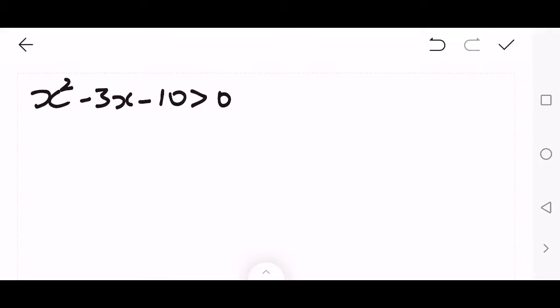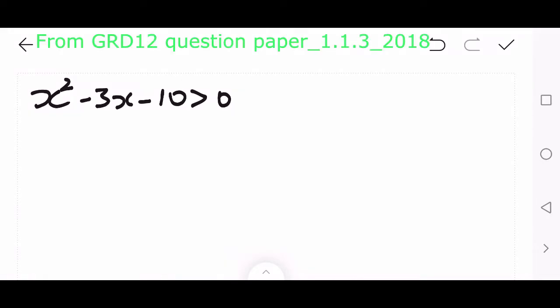Hi guys, in this video we're going to look at how to solve inequality problems. So let's dive right in. So here we have x squared minus 3x minus 10 is greater than 0.